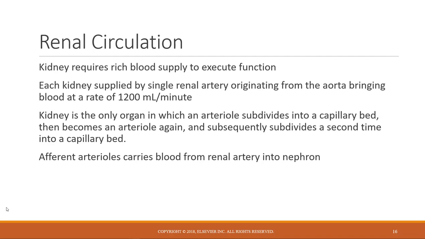And if you recall, as the blood travels from an artery, it becomes an arteriole, then it becomes capillary, and then that blood continues on into the venules, which then become veins. And it's all about size, with the arterioles being the smallest portion of an artery. The afferent arterioles carry blood from the renal artery into the nephrons.